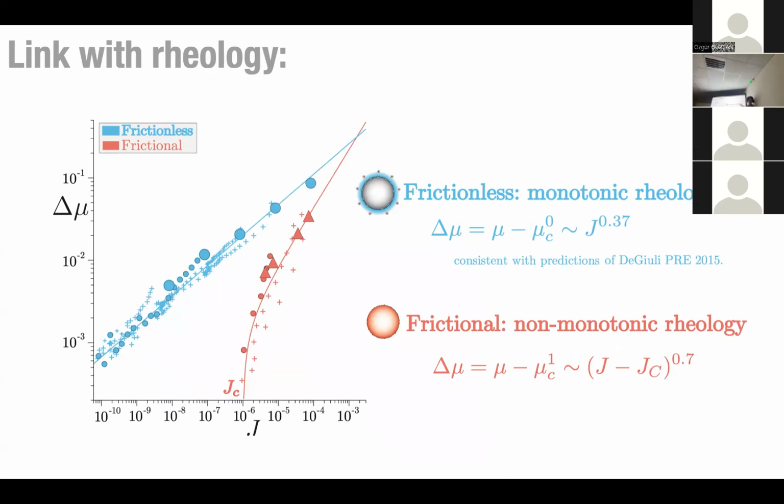And so what we find is that frictionless and frictional layers of grains don't have at all the same rheology. The frictionless system follows a monotonic rheology, which is a power law of the viscous number. But when we have friction, it's non-monotonic, and you clearly see on the data that there is a critical viscous number below which the avalanche cannot flow. Right.